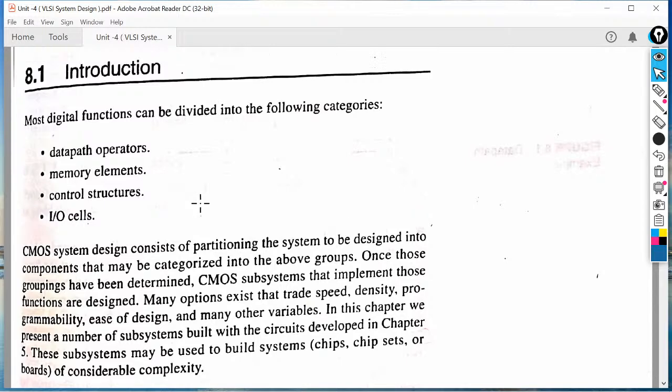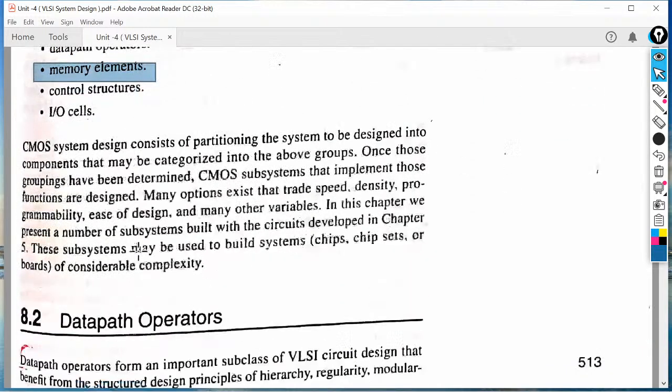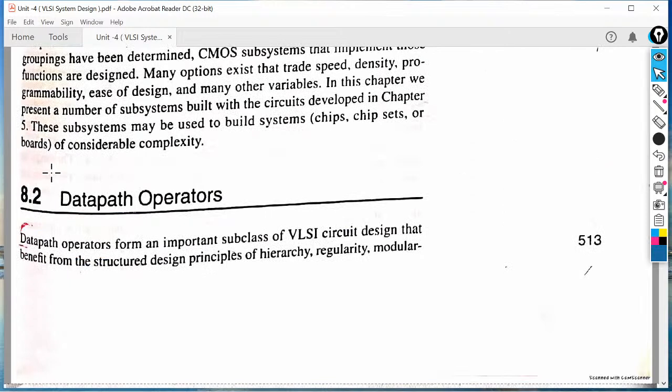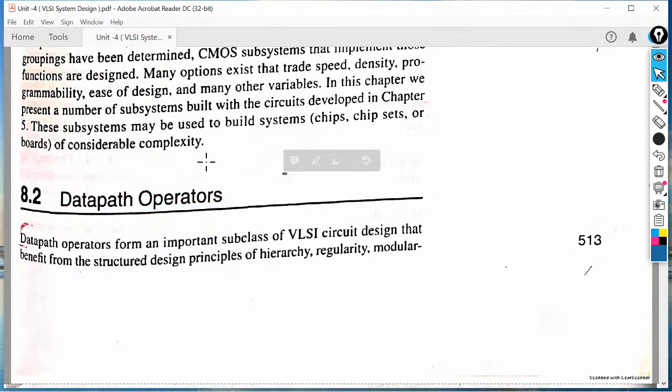In this unit, first we discuss some operators. Then in the latter part of the unit, or in the fifth unit, we will discuss memory elements, because these two elements are in your syllabus. So first we are moving toward the data path operators.